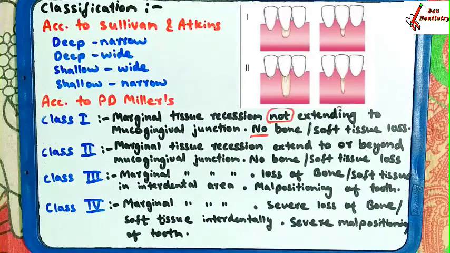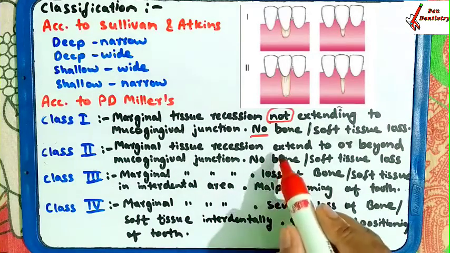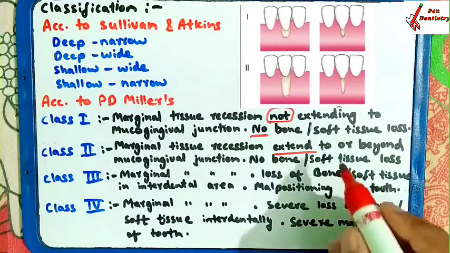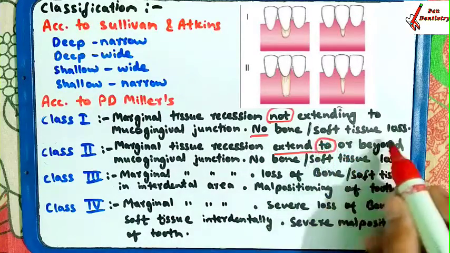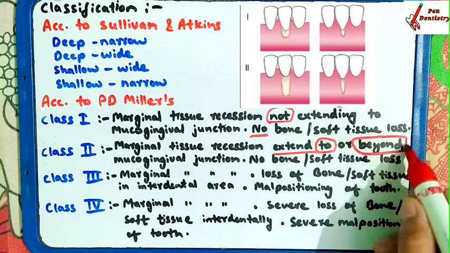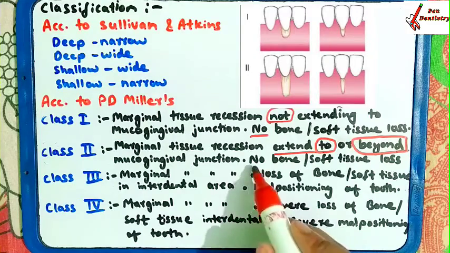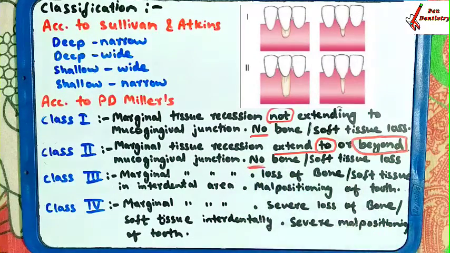In the second one, there will be an extension to or beyond the mucogingival junction. It is extending to or beyond the mucogingival junction. There will be no bone loss, again no bone loss and no soft tissue loss.